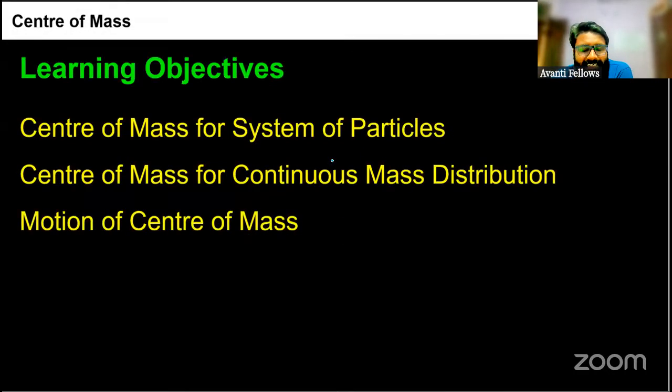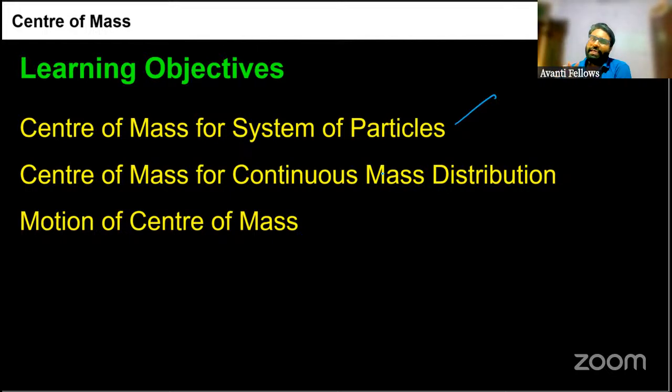Okay. So in center of mass, what we are going to study? Center of mass for a system of particles. First of all, we will see what is the center of mass of two particles, and then for a number of particles. Then center of mass for a continuous mass distribution, and then motion of the center of mass.